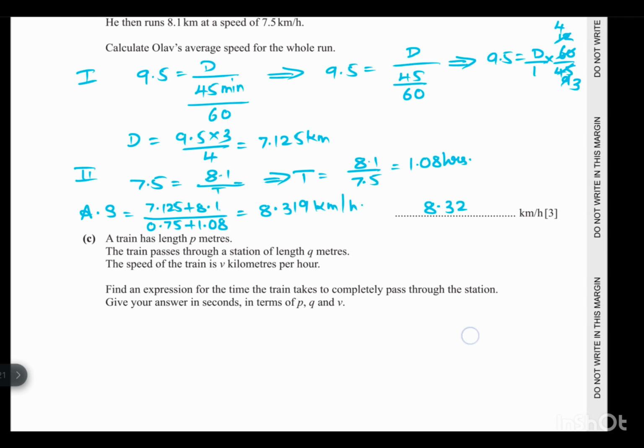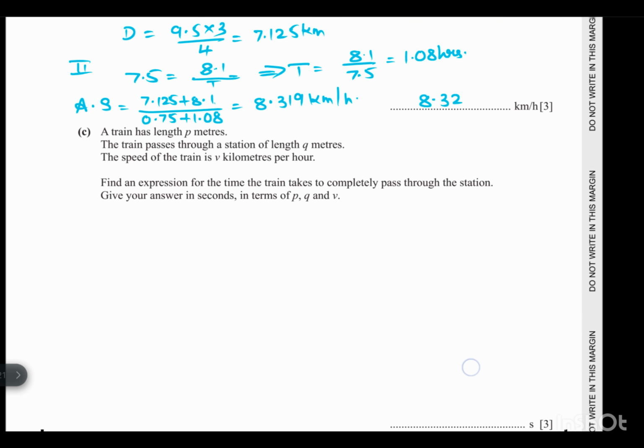Question C. A train has a length of p meters. The train passes through a station of length q meters. The speed of the train is v kilometers per hour. Find an expression for the time the train takes to completely pass through the station. Give your answer in seconds in terms of p, q and v. So our answer should be in seconds, but the speed is given in kilometers per hour.